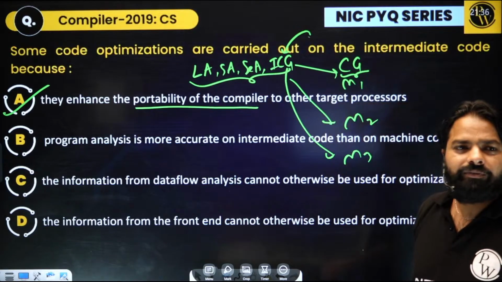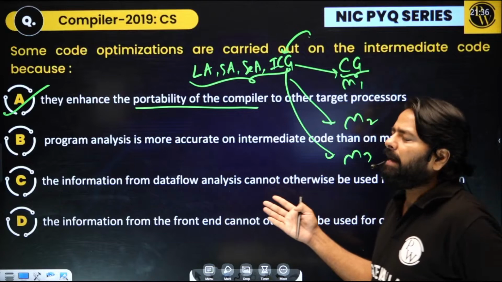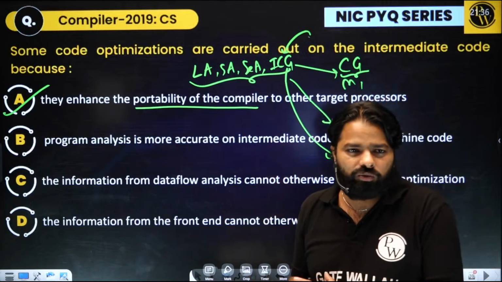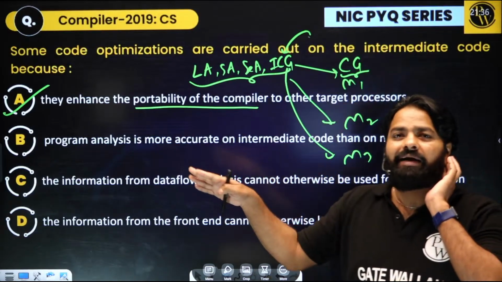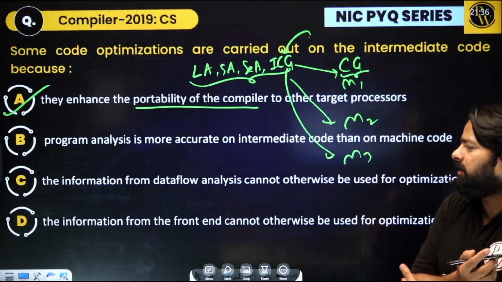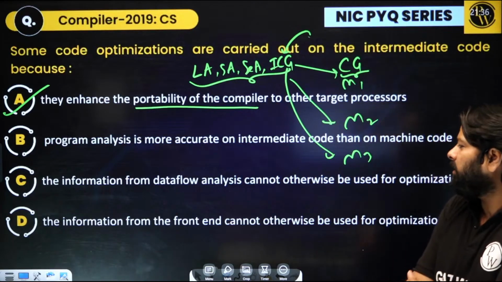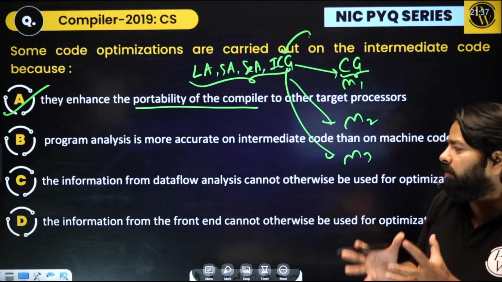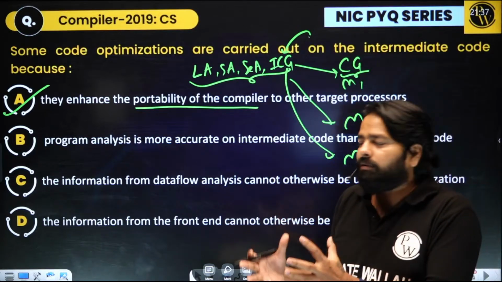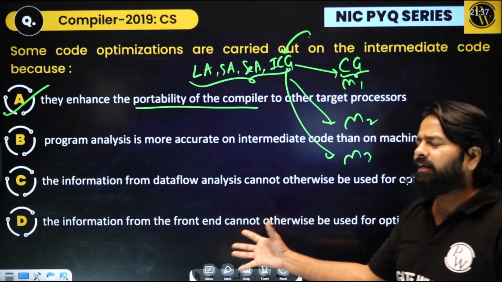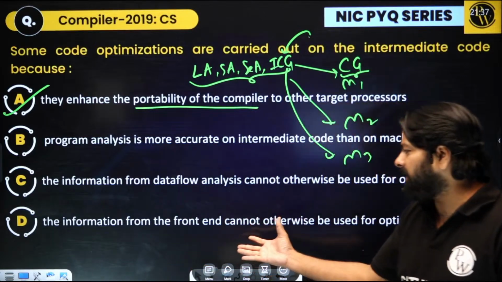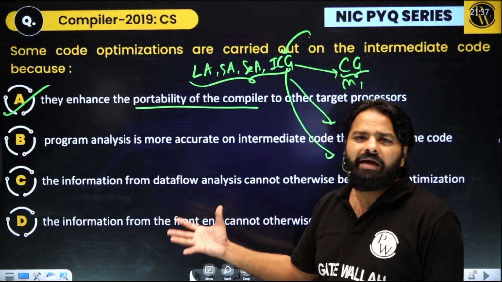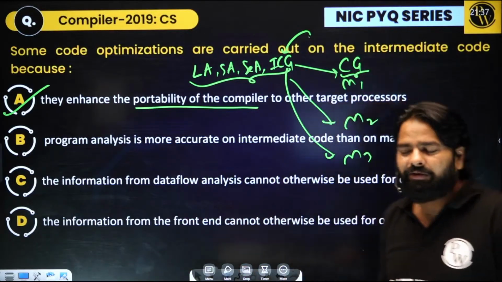Program analysis: if you want to analyze the program, you don't need intermediate code, right? You can do it at a high level also. You cannot say it is more accurate on intermediate code. The information from data flow analysis cannot otherwise be used for optimization? Who said that? Data flow analysis can give you even more information to analyze live variables and many other things. From the front end, the information is not usable, you can't understand the statement at all? Everything has information. Front end, data flow analysis, everybody has information to optimize.